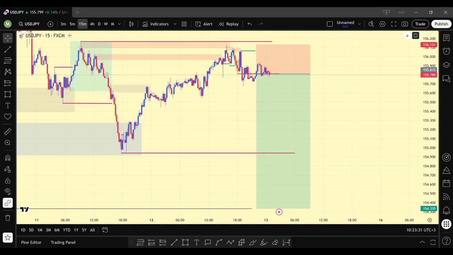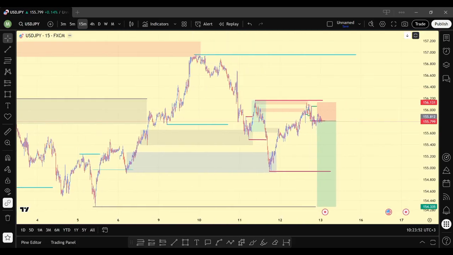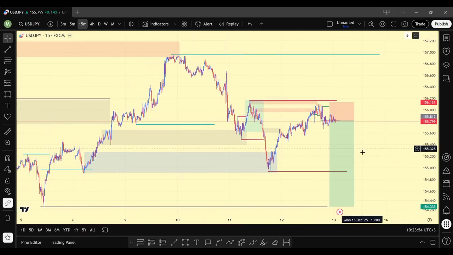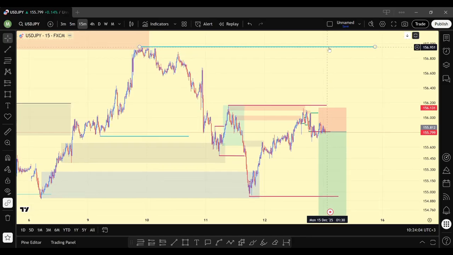But this is not a high probability one, because the H4 structure does not align with the M15. We are just doing this because the weekly is actually bearish, and we also know that between the weekly and the H4, the weekly holds more weight because it is the higher time frame. But anyway, let's see what price will do upcoming Monday. Price may decide to fail this entry and just follow the H4 structure, and continue bullish all the way, breaking past this high.